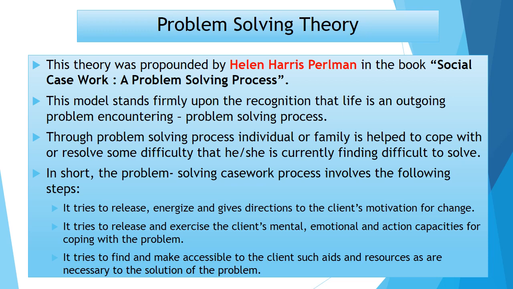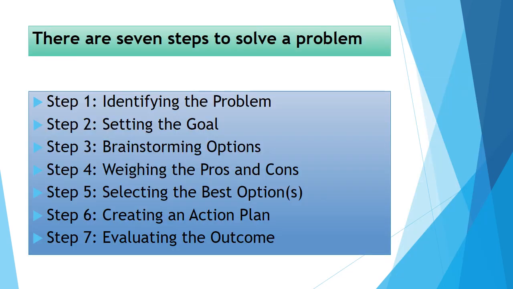In short, in casework problem solving, we have the following steps. Let us discuss them one by one. There are 7 steps to solve a problem systematically. Step 1, identifying the problem. Step 2, setting the goal. Step 3, brainstorming options. Step 4, weighing the pros and cons. Step 5, selecting the best option. Step 6, creating an action plan. Step 7, evaluating the outcome.